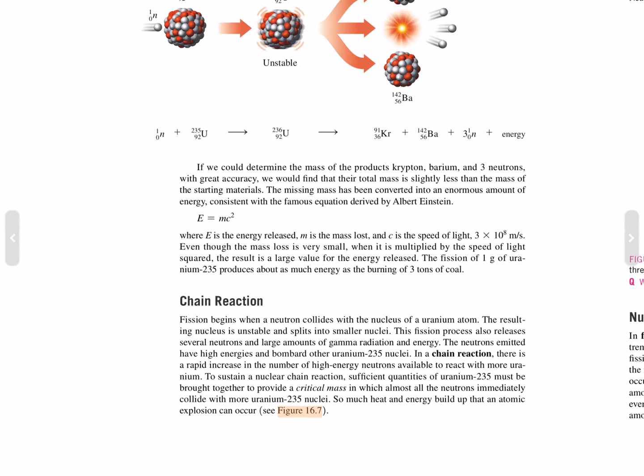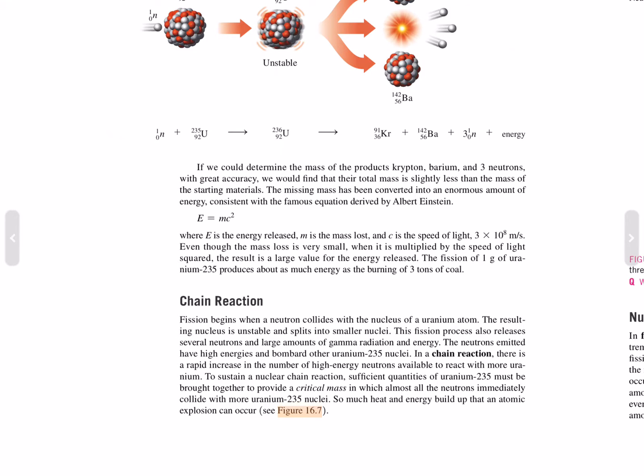Chain reaction. Fission begins when a neutron collides with the nucleus of a uranium atom. The resulting nucleus is unstable and splits into smaller nuclei. This fission also releases several neutrons and large amounts of gamma radiation and energy. The neutrons emitted have high energies and bombard other uranium-235 nuclei. In a chain reaction, there's a rapid increase in the number of high-energy neutrons available to react with more uranium.